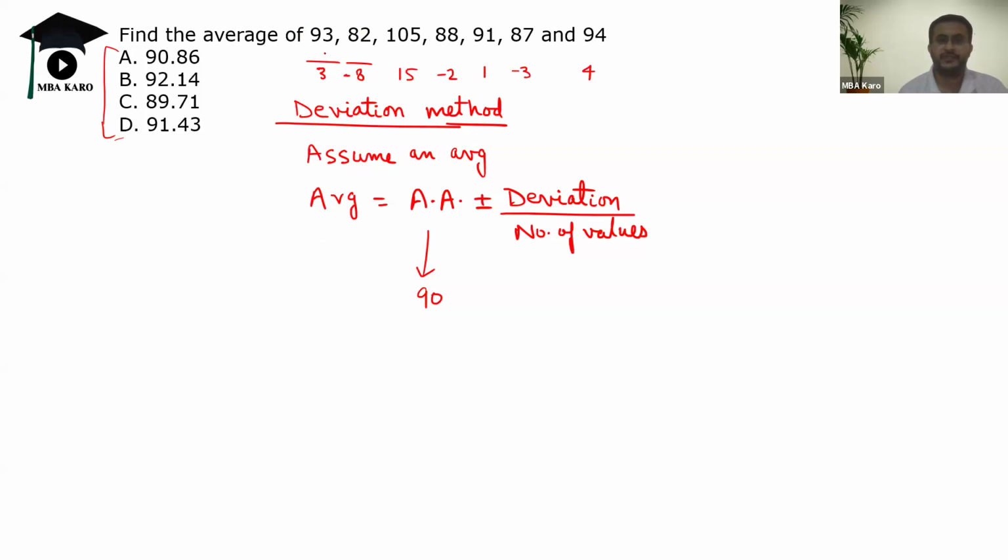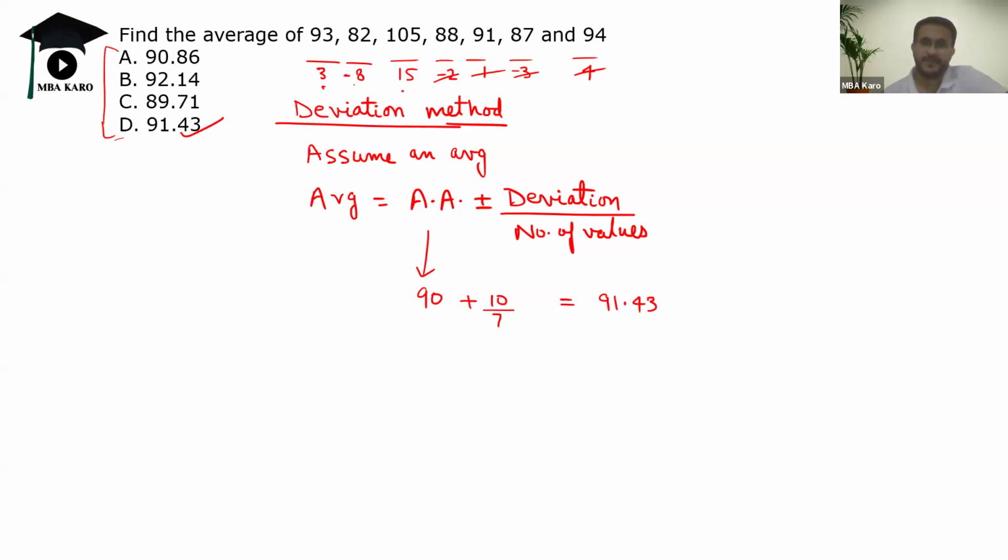Now we just need to add the values. These are small values. Minus 2 minus 3 is minus 5, and 5 and minus 5 cancel. This is 18 minus 8, that is 10. So the deviation is a positive number, 10. 10 by 7 is 1.4. So the answer is 91.4.